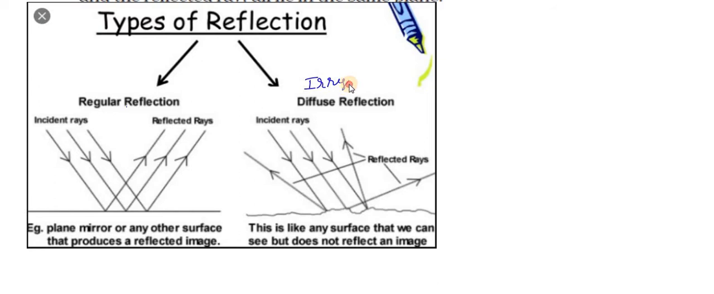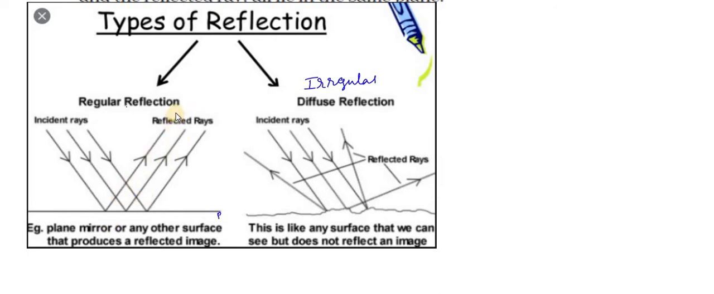Irregular reflection. Okay, so what do you mean by irregular reflection? So see here, look into this diagram. This is a plane surface, a plain, smooth, polished surface. When light falls on the plane surface, see the incident rays and the reflected rays, all are in the same direction, so you can see the regular reflection.